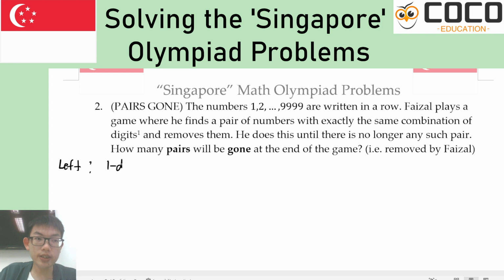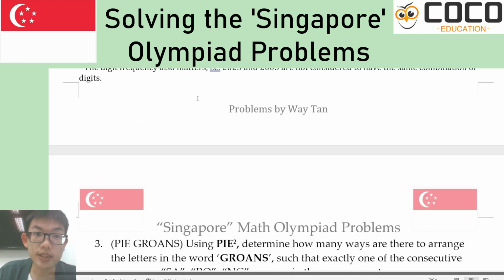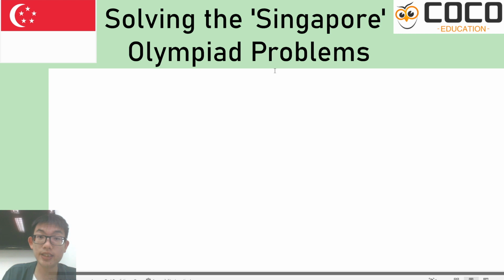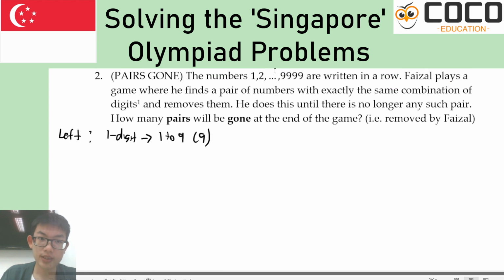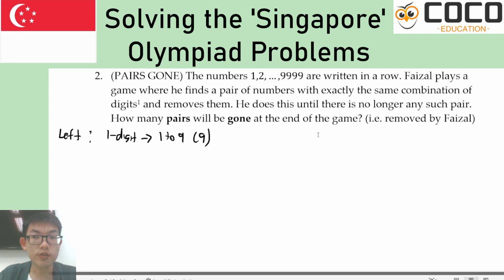Now for 1 digit, everything will be left, right? 1 to 9 will only be standalone numbers, so nothing can be removed. Now I have a footnote here. The footnote says that the digit frequency also matters, so 2023 and 2003 are not considered to have the same combination. It is the same frequency as well. So that's for 1 digit.